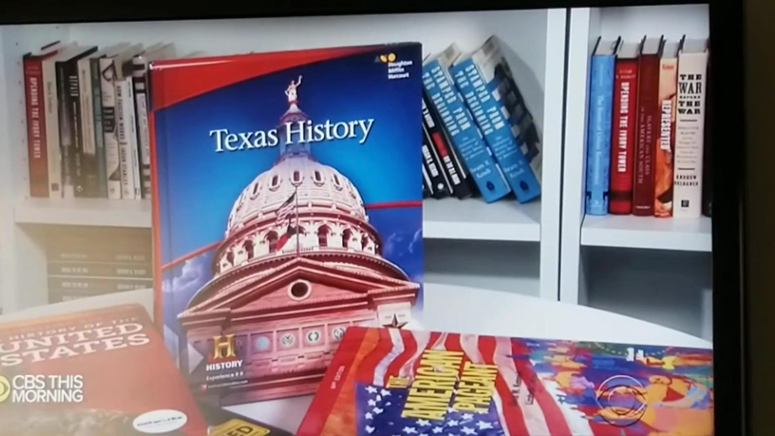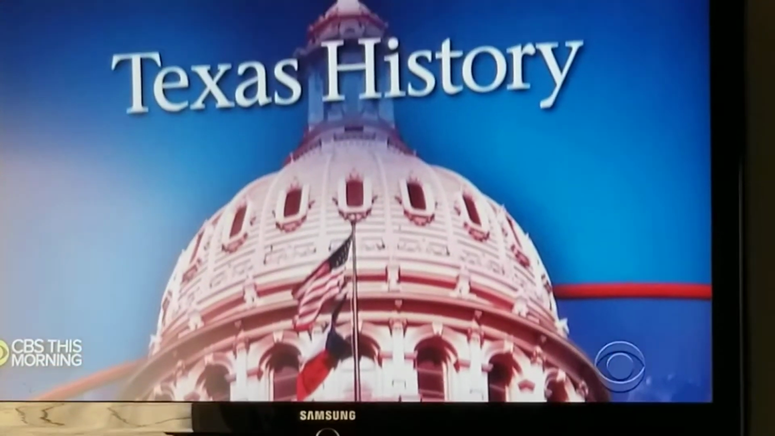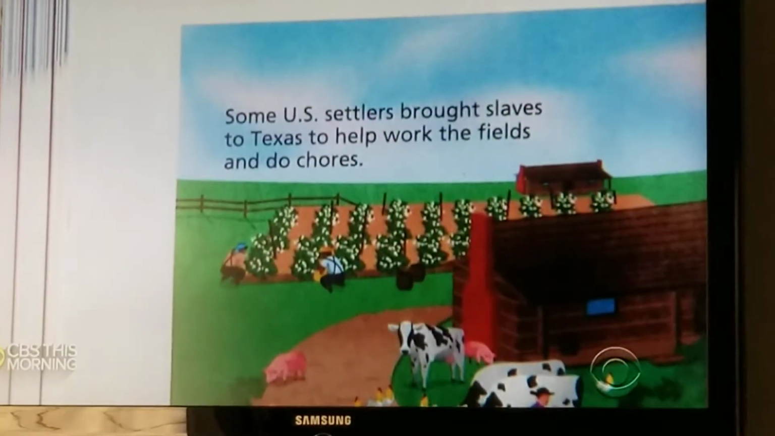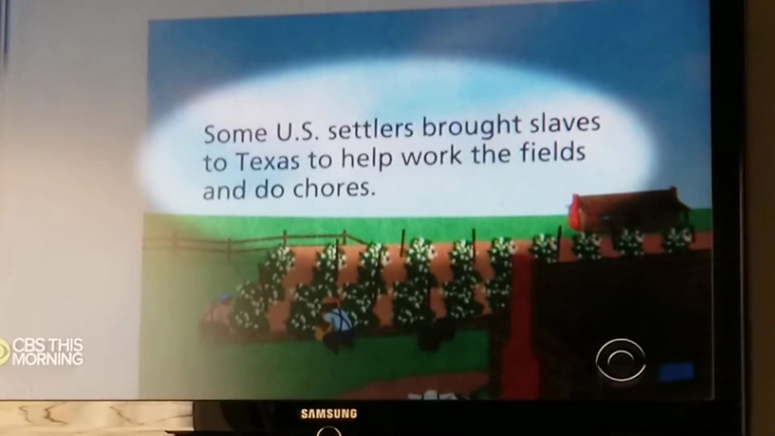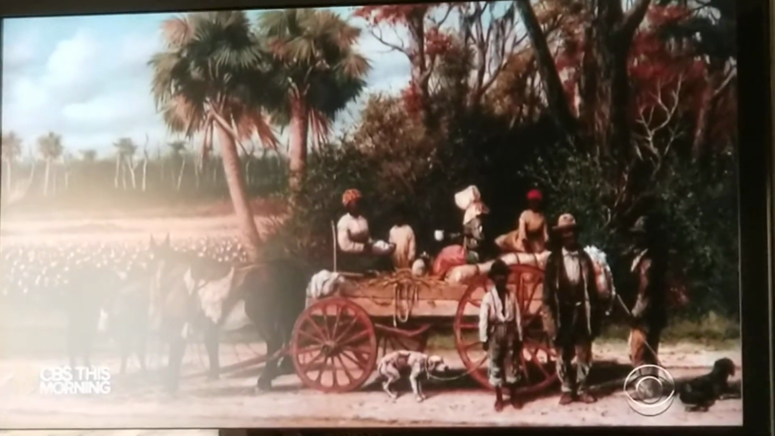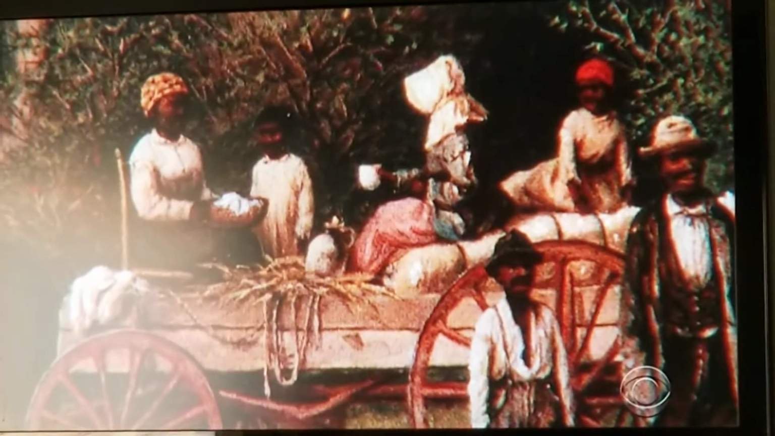Kendi also took a look at this textbook, Texas History, which is adopted by the state to teach middle school social studies. It covers topics including slavery and the Civil War. This is a picture, and the caption says, some U.S. settlers brought slaves to Texas to help work the fields and do chores. And I don't think we should describe slave labor as chores. A few pages later, Kendi pointed out this image. The caption for this picture says, "What characteristics of slave life does this image show?" Does this depict slavery? If we were going to have a single picture that depicted slavery, it should be a picture that demonstrates terror and violence.